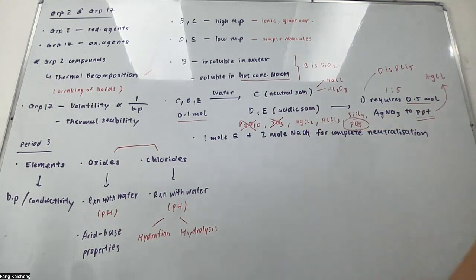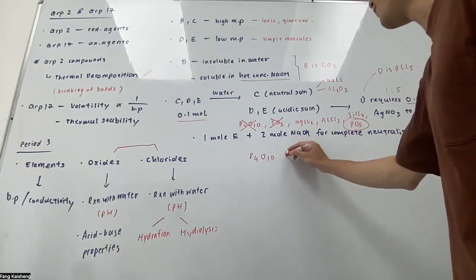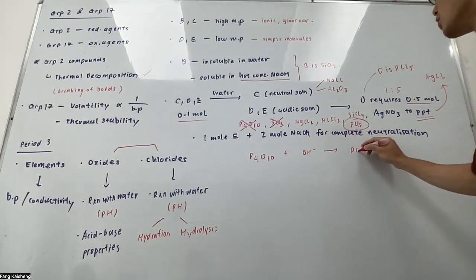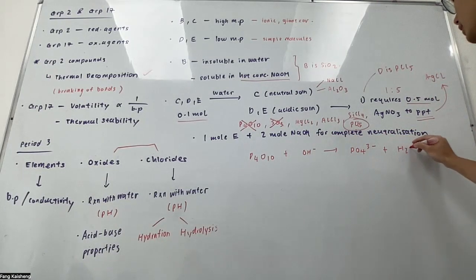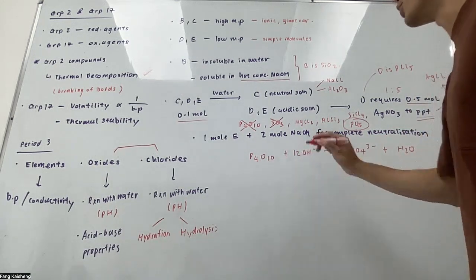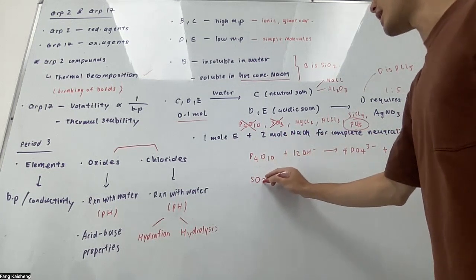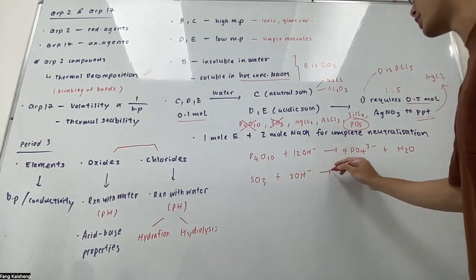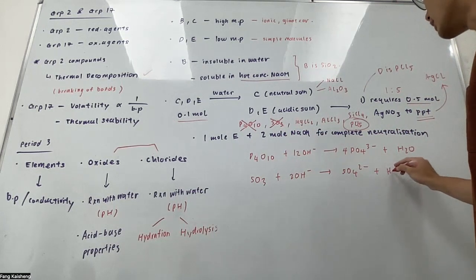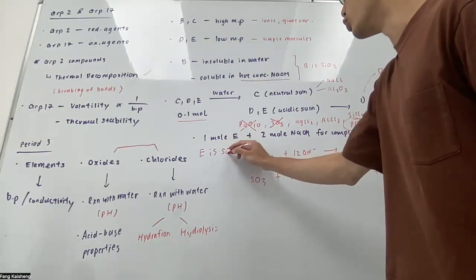Which one requires only 2 moles of NaOH? P4O10 or SO3? It's SO3. If you don't believe, you can write down both equations as well. P4O10 with OH minus will give you PO4 3 minus and water. 4 P's, so 4 here. 12 minus, so sodium must be 12 OH minus. 1 mole of P4O10 requires 12 moles of NaOH. That's clearly wrong. It is SO3, and you need to write this equation because they did ask for equations also. As you can see, this is a very nice 1 is to 2 ratio, which means we know E is SO3.